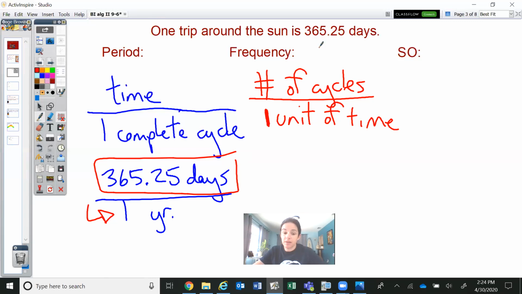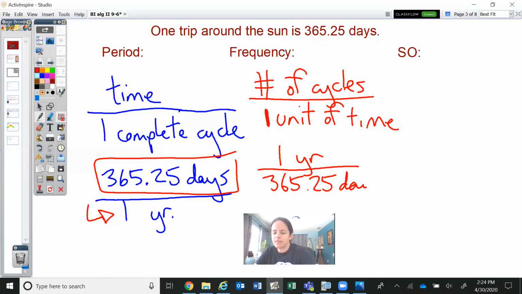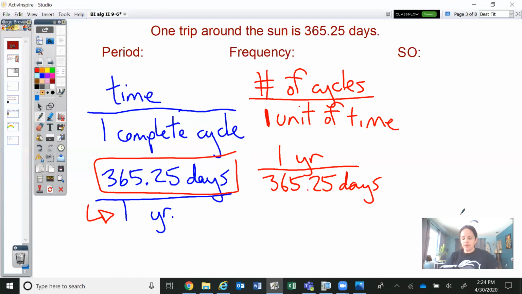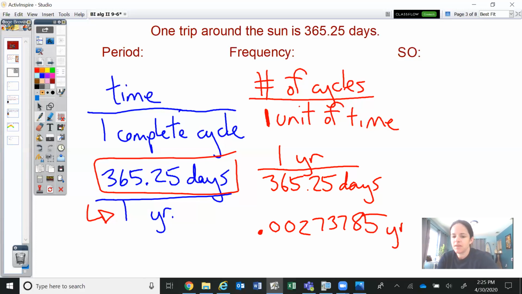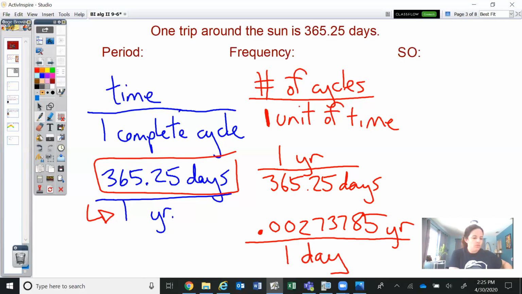Well, if we know that one trip around the sun is 365.25 days, I can say, well, so one cycle or 1 year every 365.25 days, and then now I'm going to need to actually divide those because I need a 1 on the denominator. So in my calculator, I'm going to hit 1 divided by 365.25, and that says that that would be equivalent to 0.00273785, etc. of a year per 1 day.